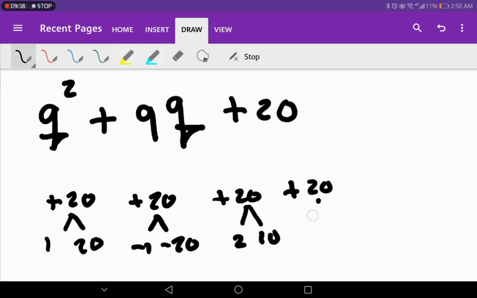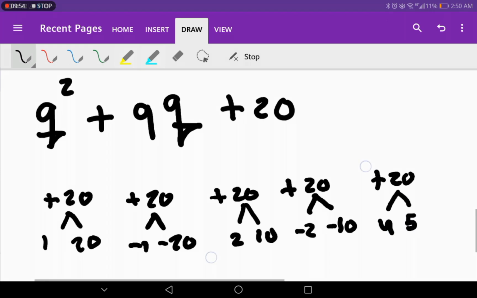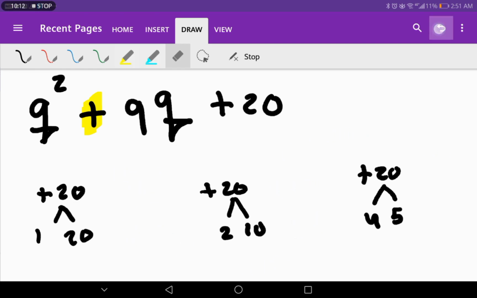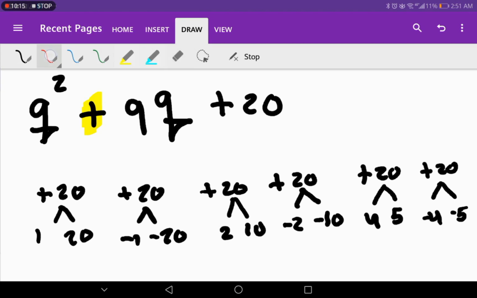I know none of these is out of factors, yes, but I do it for you, my dear student, because I like you. Positive 20 comes from 4 and 5, and positive 20 also comes from negative 4 multiplied by negative 5. But as you see here, it is positive, so I don't need the negative. I will slow down. Okay, let us find the sum here.